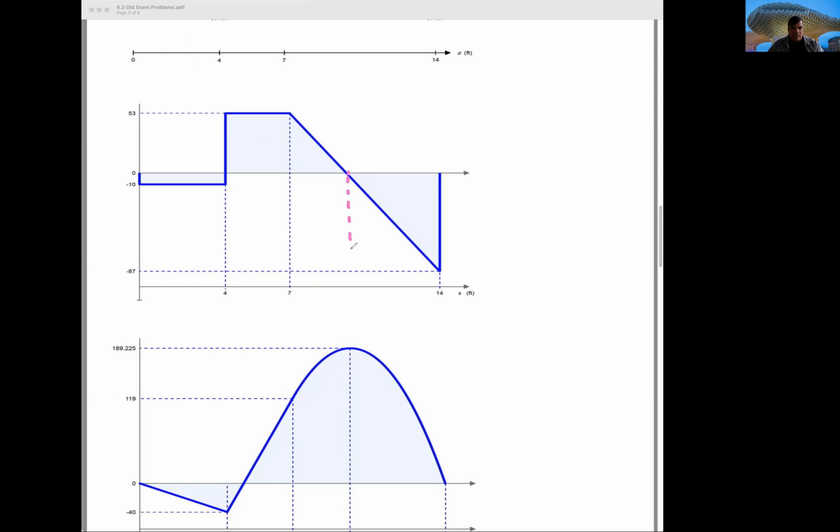Remember, we need to plot this point. That's why we calculate this, and this is the maximum moment. After you have the maximum moment, things are rather easy. You know that you need to cross to 0, and you know that this area is 189.25, and you can finish the exercise.